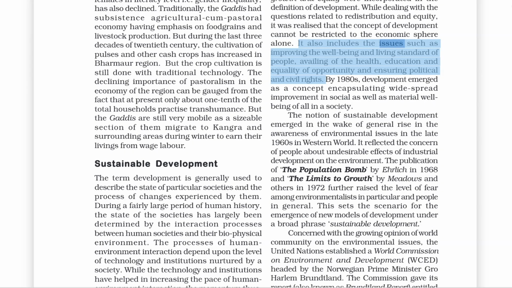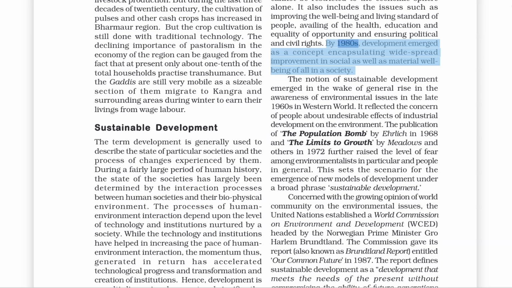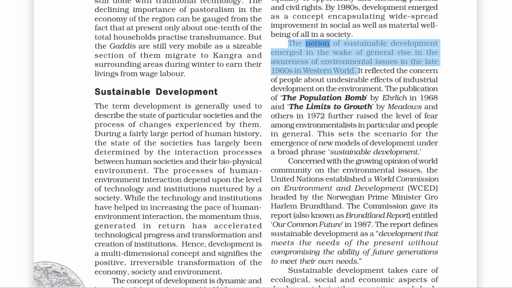It also includes the issues such as improving the well-being and living standard of people, availing of the health, education, and equality of opportunity, and ensuring political and civil rights. By 1980s, development emerged as a concept encapsulating widespread improvement in social as well as material well-being of all in a society. The notion of sustainable development emerged in the wake of general rise in the awareness of environmental issues in the late 1960s in Western world.